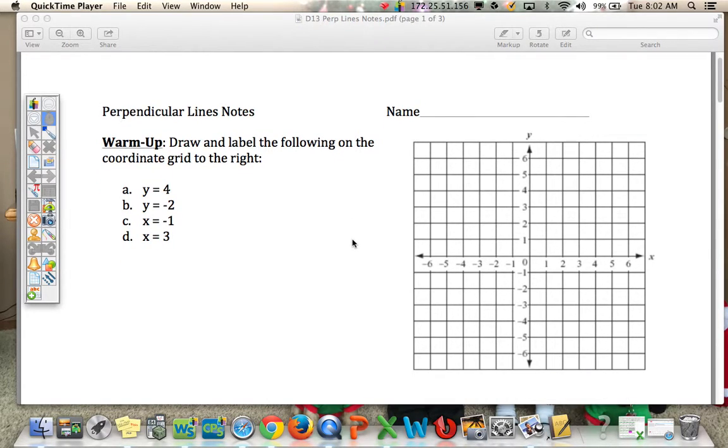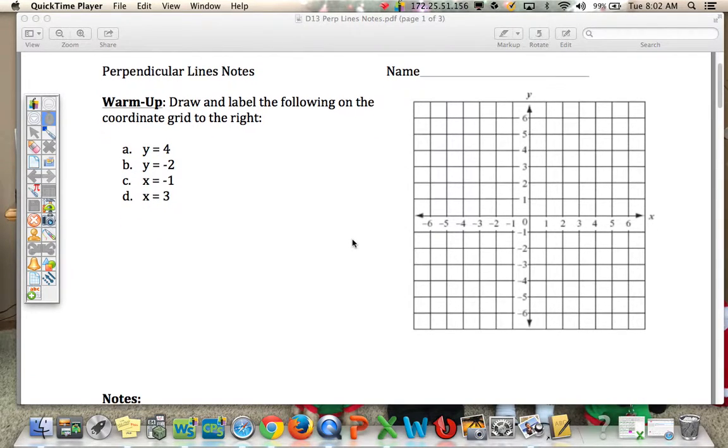Today we're going to look at perpendicular lines. Yesterday we looked at parallel lines and also lines with special slopes. So for the warm-up, let's review. Draw and label the following on the coordinate grid to the right.